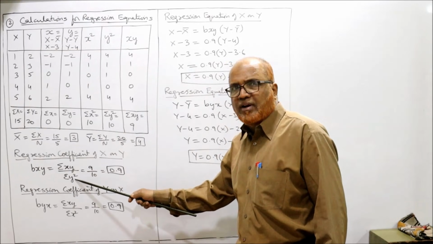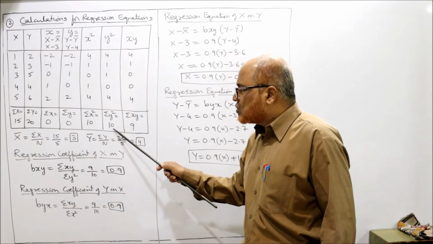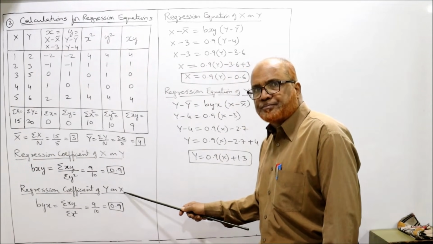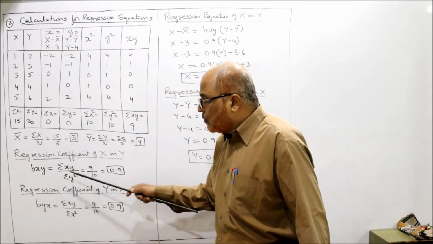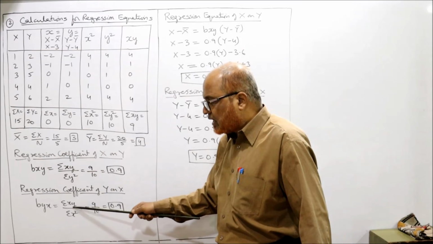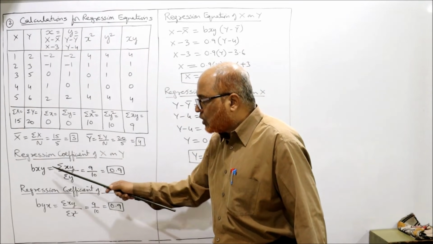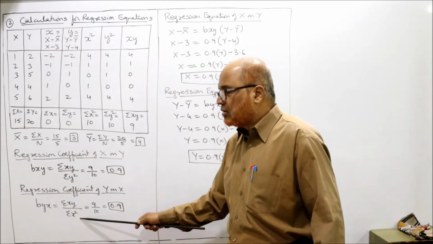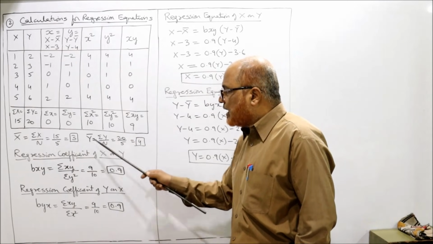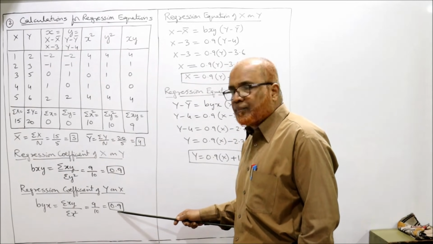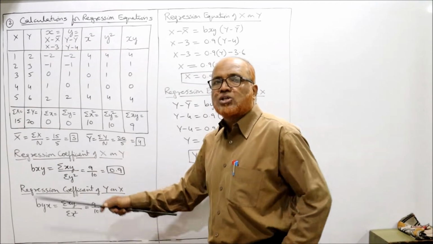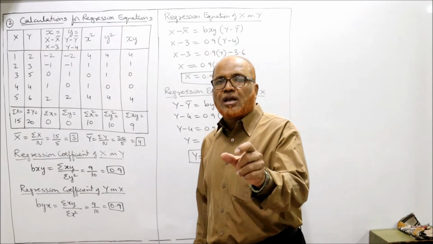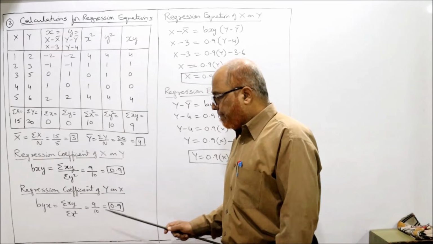Summation xy by summation y square. Summation xy is 9 and summation y square is 10. So 9 by 10 is 0.9. Now the regression coefficient of y on x, the formula byx. The numerator will remain the same, summation xy. Here it is x on y, so we took y square in the denominator; here it is y on x, so x square in the denominator, the opposite. So summation xy is 9, summation x square is 10. So 9 by 10, 0.9. We got bxy, the regression coefficient of x on y, 0.9. Byx, the regression coefficient of y on x, 0.9.